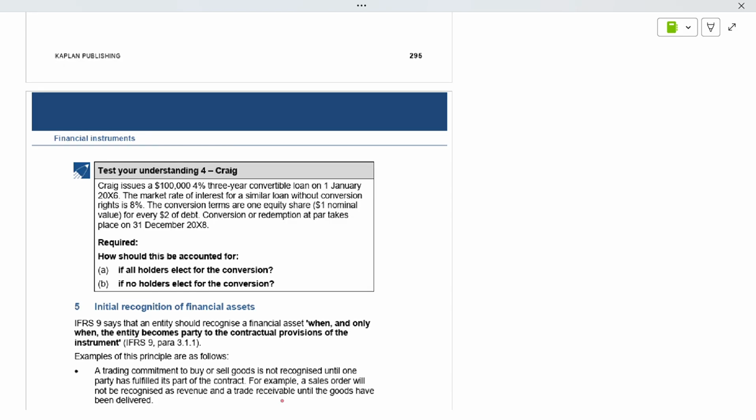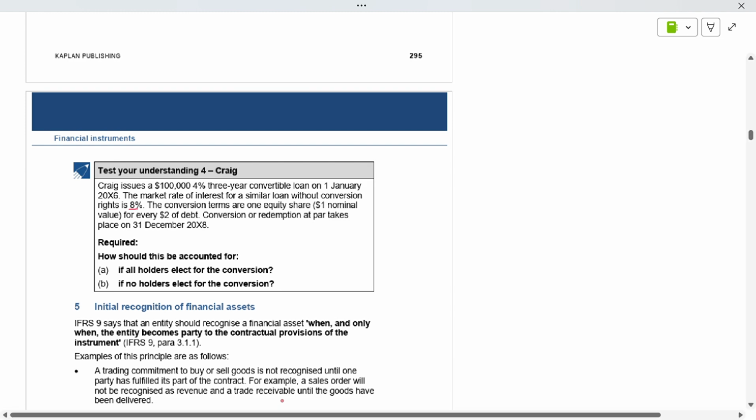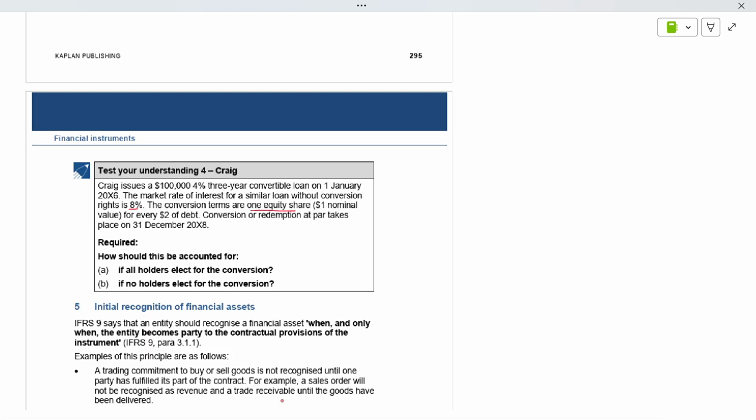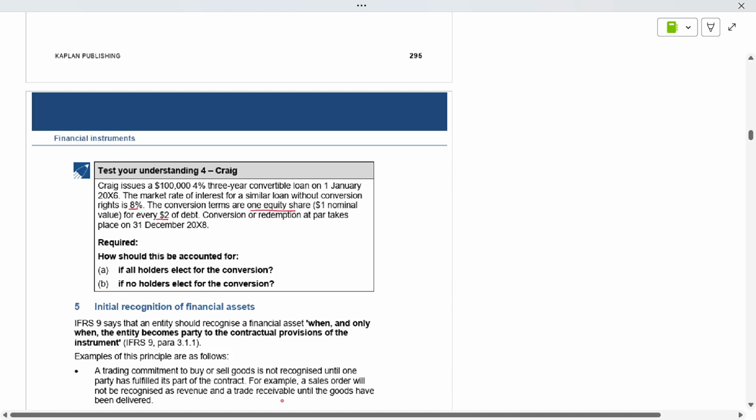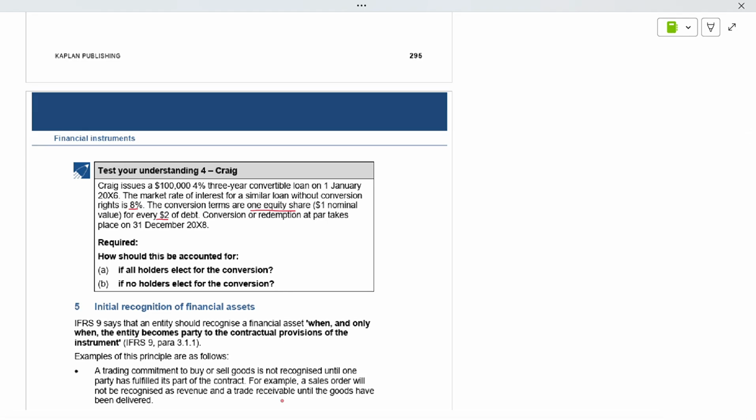Craig issues 4% 3-year convertible loan in 2006. The market rate of interest on similar loan without conversion is 8%. The conversion terms: for every 1 equity share, for every $2 debt. Conversion or redemption at par takes place. How is this to be accounted? If all shareholders elect for conversion, if no shareholders elect for conversion.